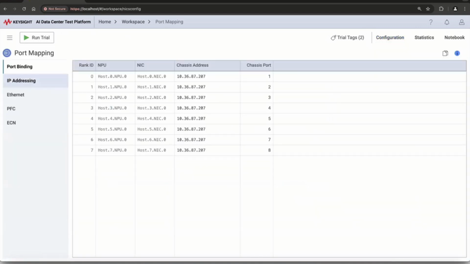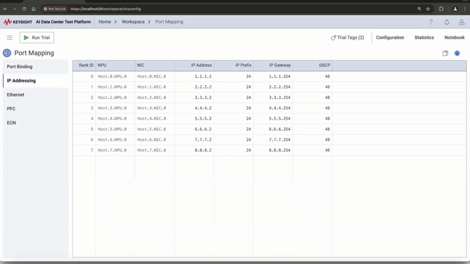And so if I go into configure, these are my 8 ranks that I'm emulating. And this is the Keysight chassis, the Aries 1 chassis, and the physical front panel port that I'm going to use. So the chassis at this IP address and port number 1 is going to be rank 0 in my collective. This is what that port is representing.